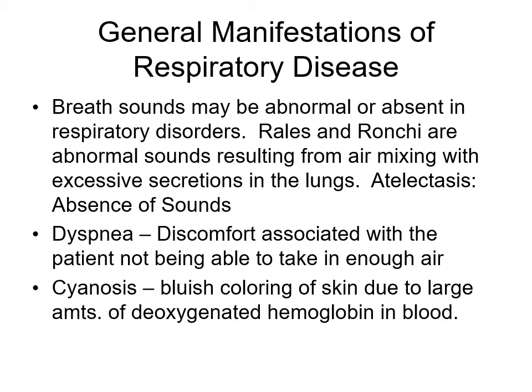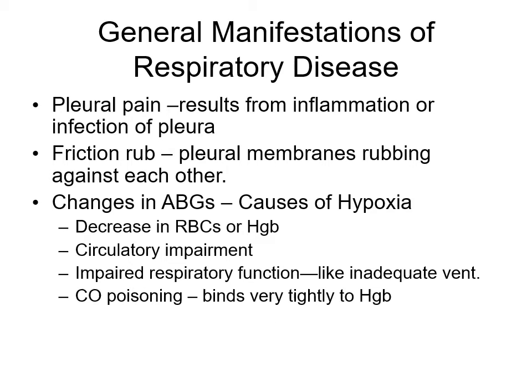Cyanosis is a bluish coloring of skin due to large amounts of deoxygenated hemoglobin in the blood. Pleural pain results from inflammation or infection of the pleura. Friction rub is the pleural membranes rubbing against each other. Changes in ABGs, causes of hypoxia.